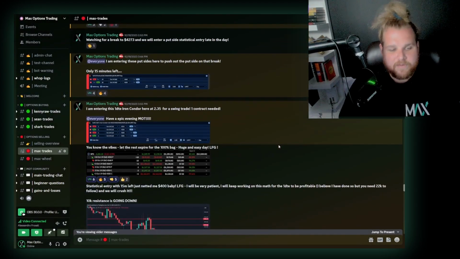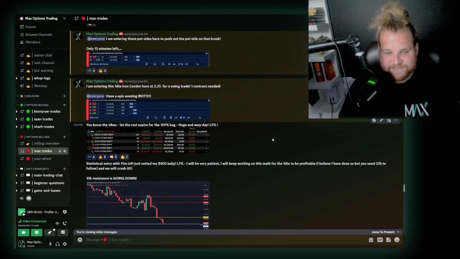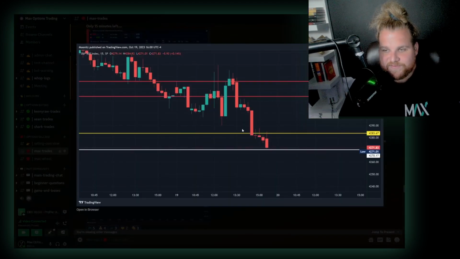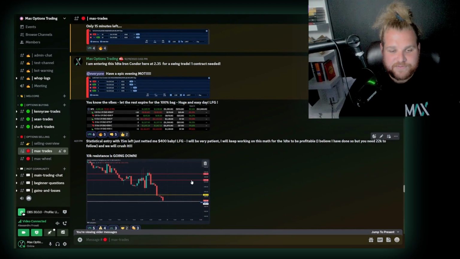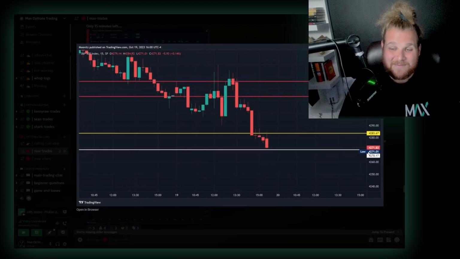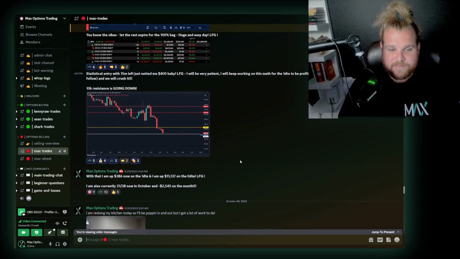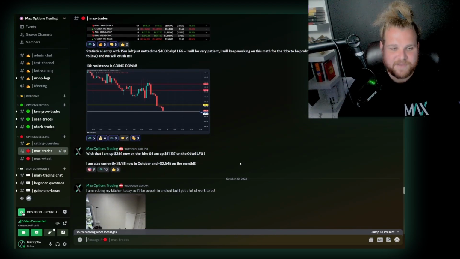Huge day. Very awesome. That was with just a statistical-based entry right here with 15 minutes left on the day. I said, there's no way in hell this thing is going to drop past a key level of 4260. And I did that 11 points away where I got a massive premium with 15 minutes left. So with that, I'm up 386 now, 11,137 on the zero DTE. So we started breaking that 10K resistance and we were still down 2,500 on the month.